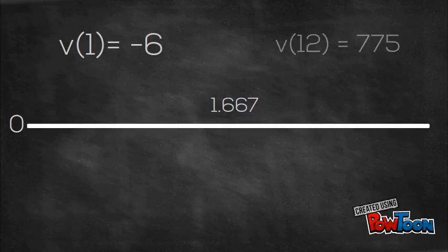So the answers are -6 and 775. Since v of 1 is negative, it is moving left. Since 775 is positive, that is when it's moving right. This is the answer.